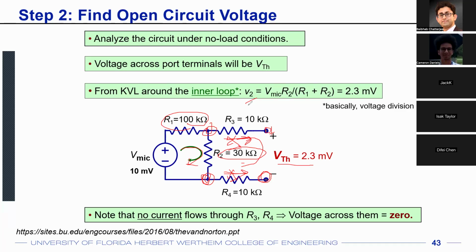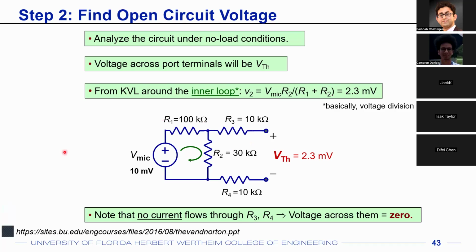Okay, so your Thevenin equivalent voltage becomes a voltage division between those two resistances, R1 and R2, and that is equal to 2.3 millivolts. Note that there is no current flow through R3 and R4. That's again a very important consideration. Any question on the Thevenin equivalent voltage?